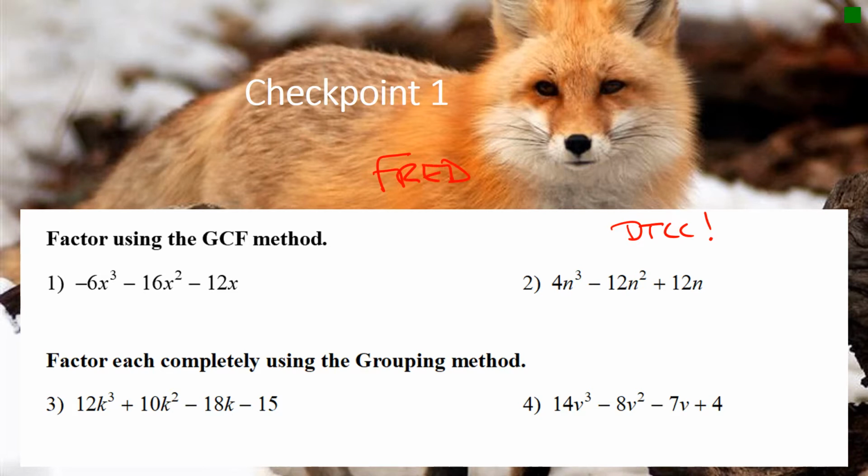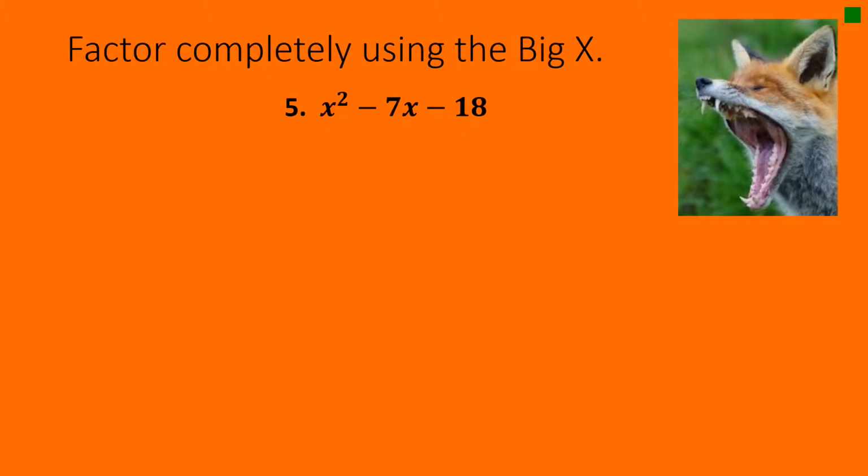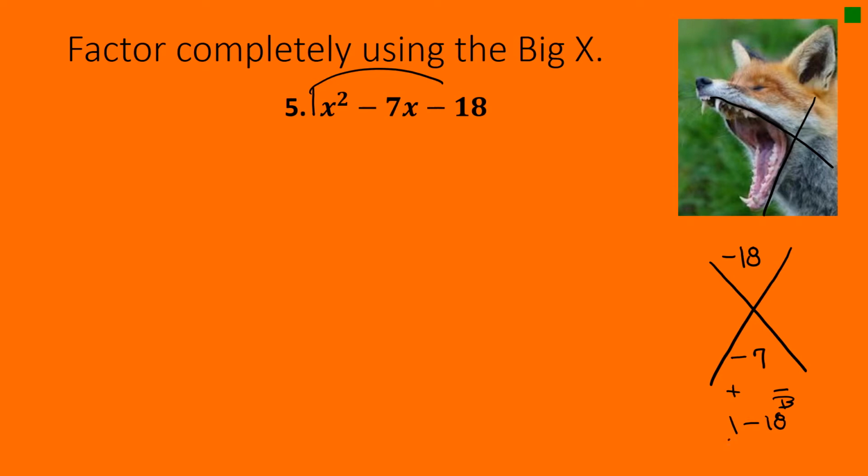Okay, pause the video, write these down, do them. Factor completely using the big X. I'm going to take 1 times negative 18, which is negative 18, and I am looking for negative 7. I have to have a positive and a negative because that's negative. The bigger number is going to be negative. So 1 and negative 18 is no good. 2 and negative 9, there it is.